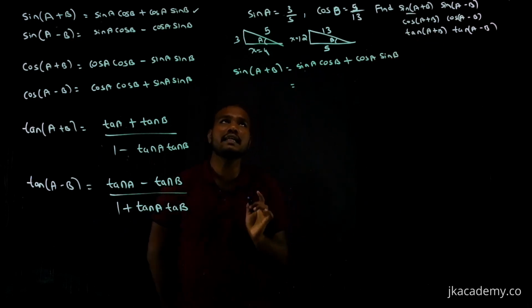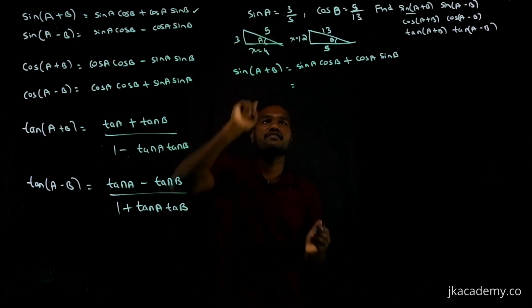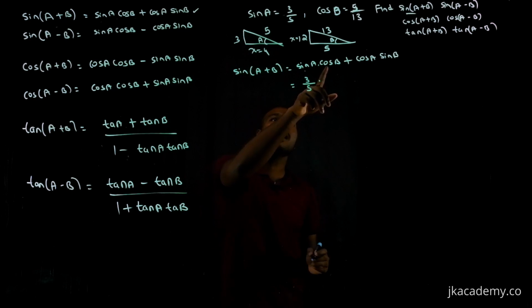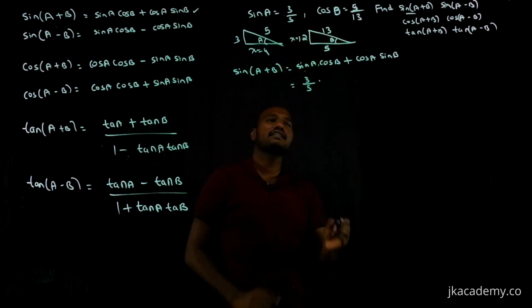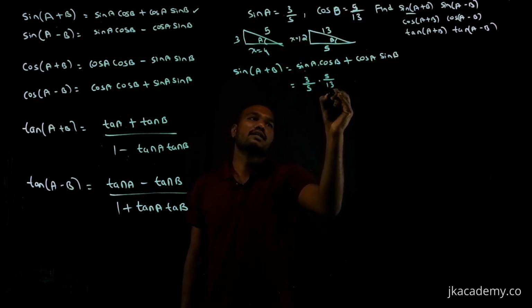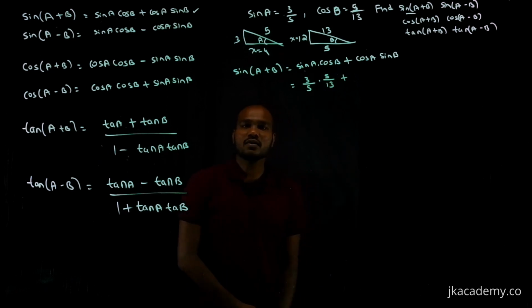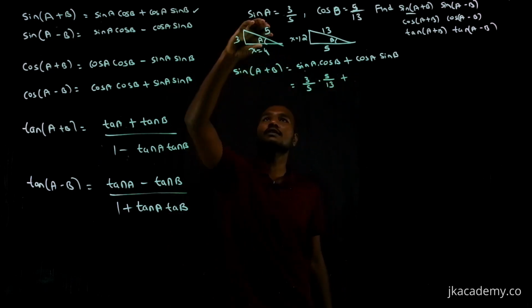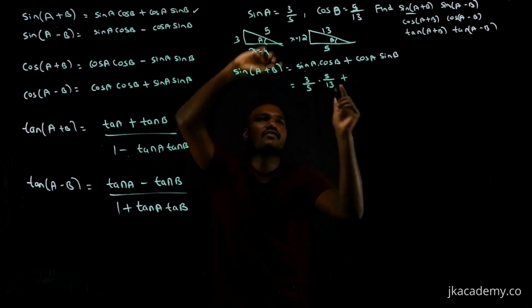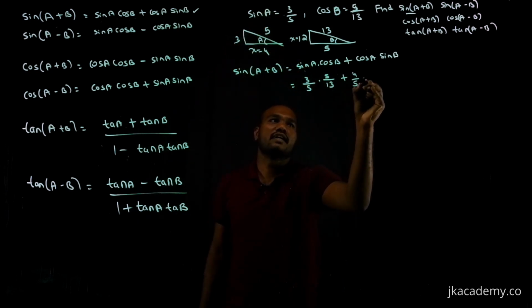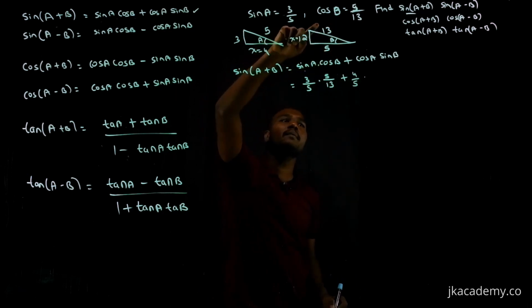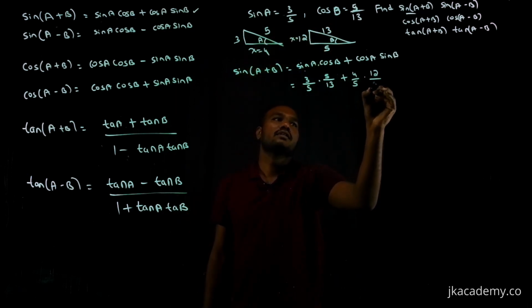Sin A, do we know sin A? Sin A is given as 3 by 5, so I can write 3 by 5 here. Multiplication symbol. Cos B is given as 5 by 13. Plus, what is cos A? A is here, I need cos A. Cos A is 4 by 5, times sin B. From this, can you tell sin B? Opposite by hypotenuse, that is 12 upon 13.